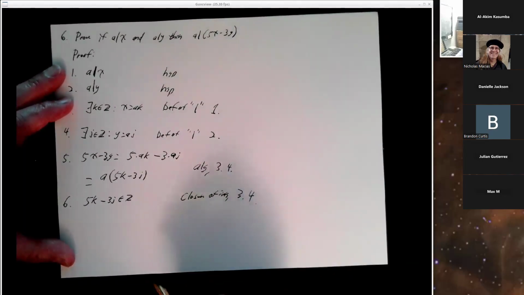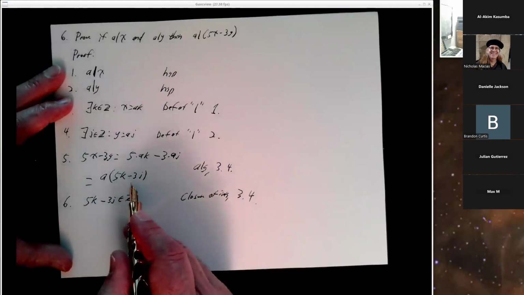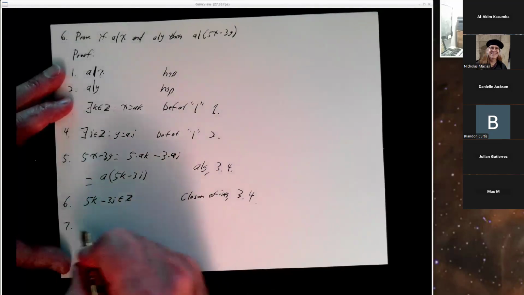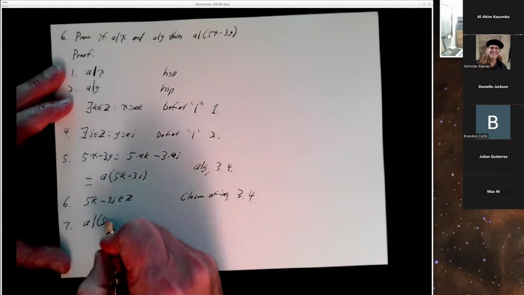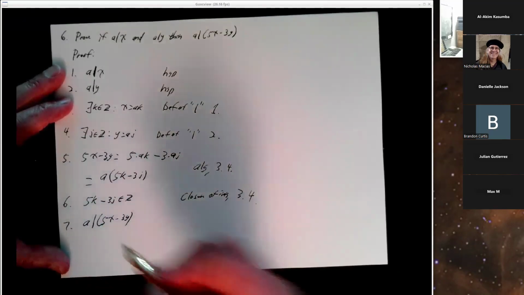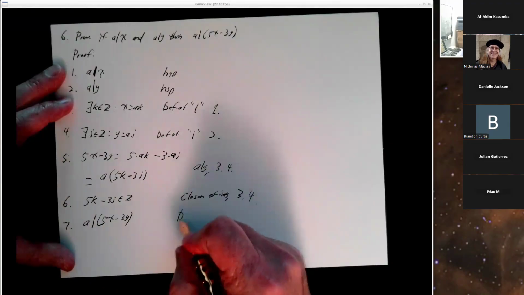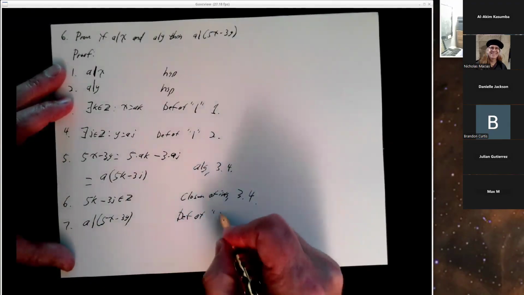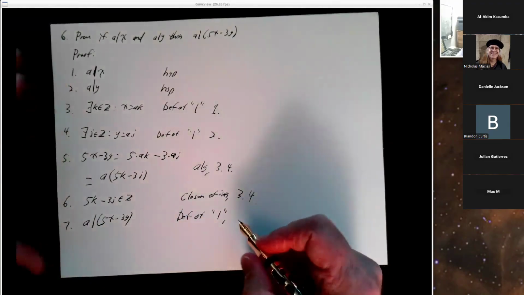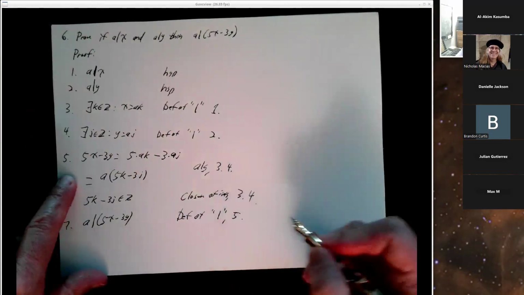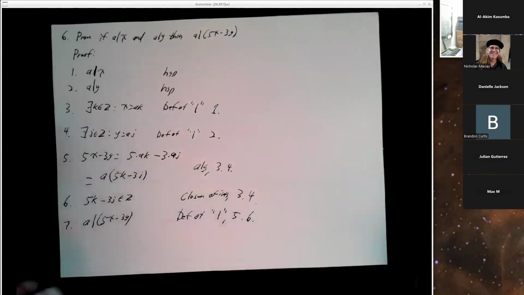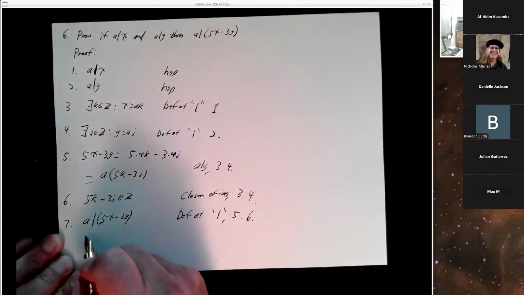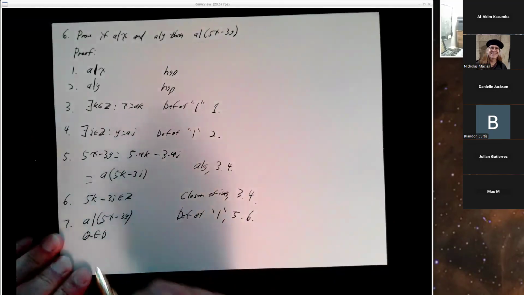And then we're done. 5x minus 3y equals a times an integer. That means a divides 5x minus 3y. And that's the definition of divides along with proposition 5 and proposition 6. That's what we're trying to show. So that's the end of our proof.